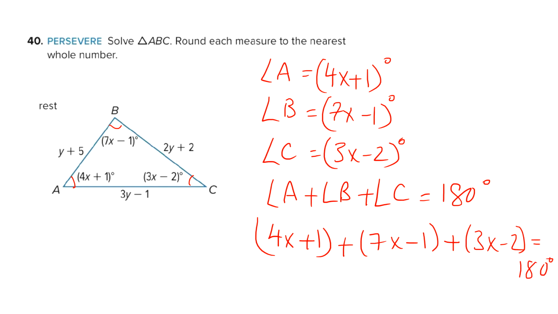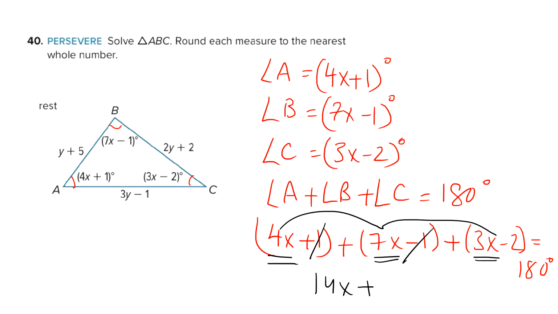So use your calculator carefully. Collect the like terms. 4x, 7x and 3x will combine together. This is going to be 14x plus, now plus 1 minus 1 cancel, you just have a minus 2 and 180. So this minus 2 in the next step will go on the other side and hence you can solve for the value of x. Let's see the solution in the next slide.